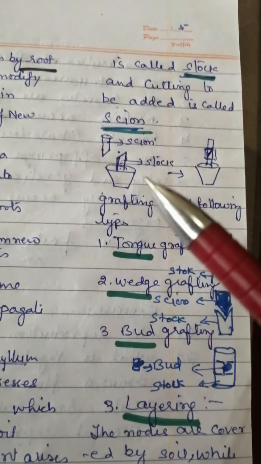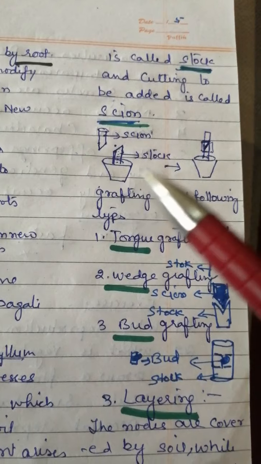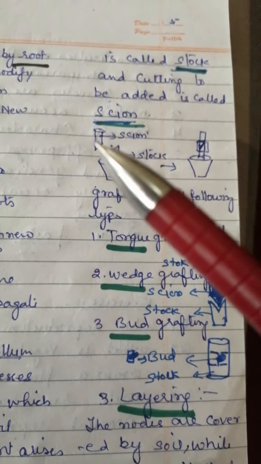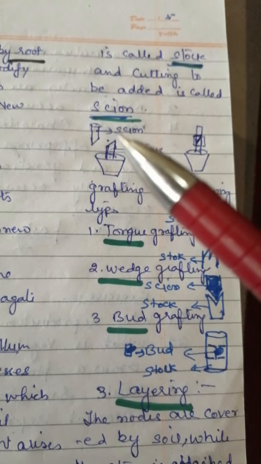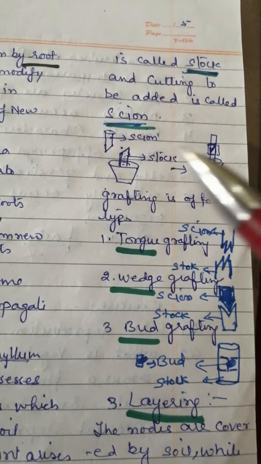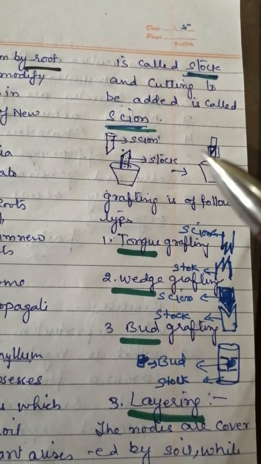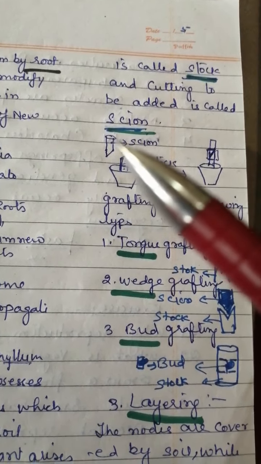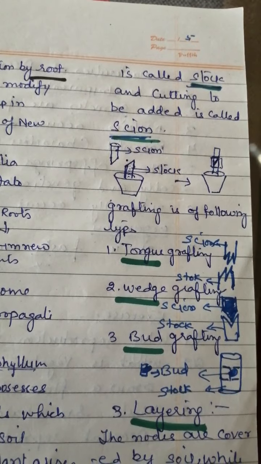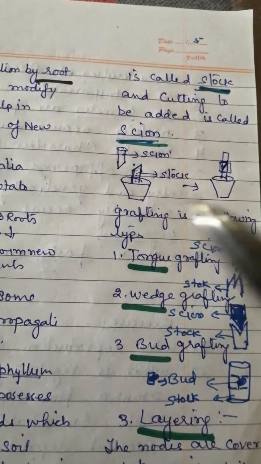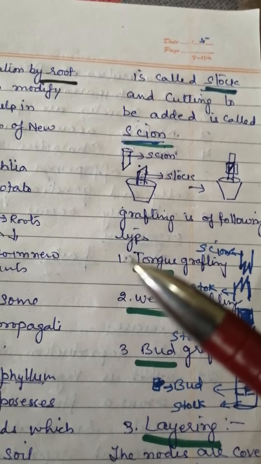Like here in this diagram, you can see the potted plant, the stump, is acting as the stalk, and the part which I am going to add here would be the scion. And then we attach them, and they are bound by some polythene, and thus the two tissues get joined and help in the formation of a new variety on a previous plant.